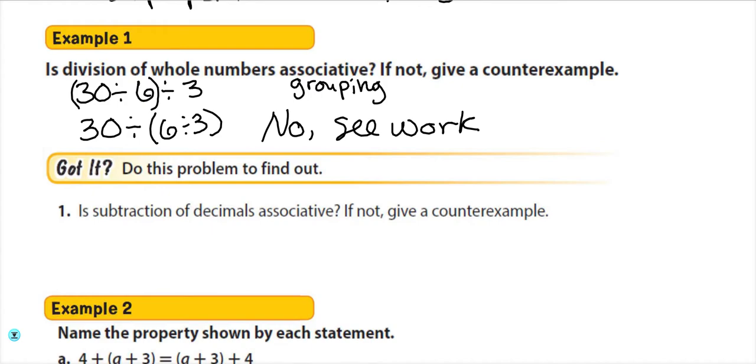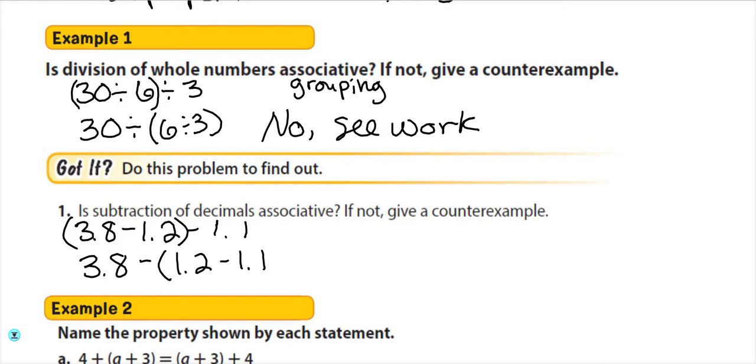Is subtraction of decimals associative? And if not, give a counterexample. So again, associative deals with grouping. So if I subtract decimals in any order, or how they're grouped, I'm sorry, will it work? Well, let's try it. So let's do some easy ones. Let's do 3.8 minus 1.2 minus 1.1. So let's group these together, and then let's do the opposite. So we'll do 3.8 minus 1.2 minus 1.1.